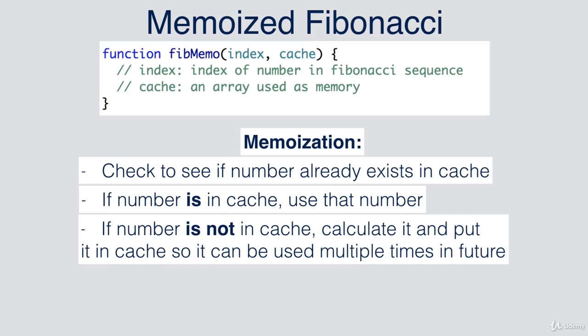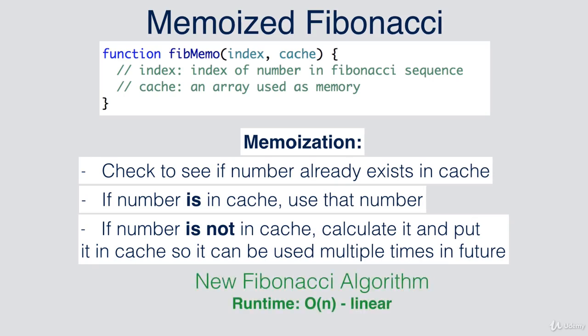This is an incredibly more efficient way of calculating a Fibonacci sequence and will save us a ton of calculation time. Since every number will only be calculated once, this new and improved Fibonacci algorithm will have an O of n runtime, which is much better than the O of 2 to the n runtime our previous Fibonacci algorithm had. Let's code out our new implementation in the next video.